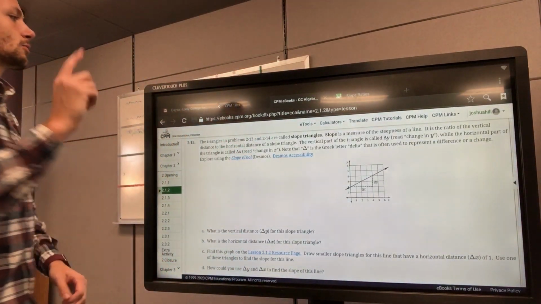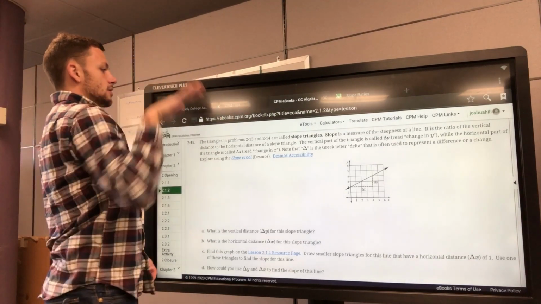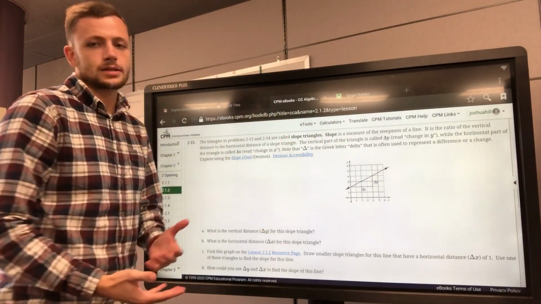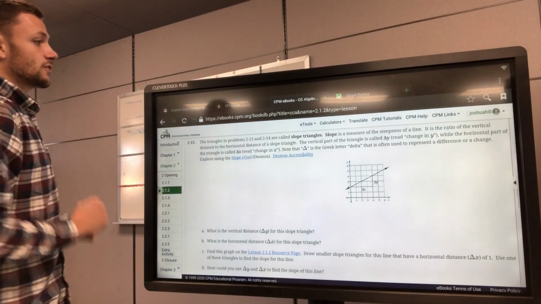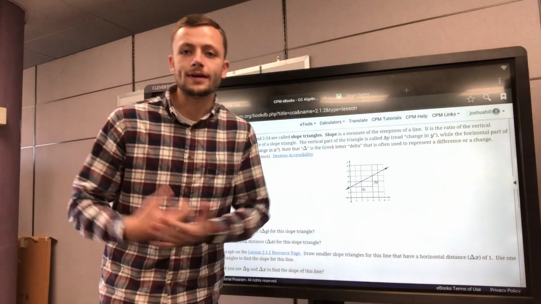But anyways, it's the ratio of the vertical distance to the horizontal distance of a slope triangle. So the vertical part of the triangle is called delta y.